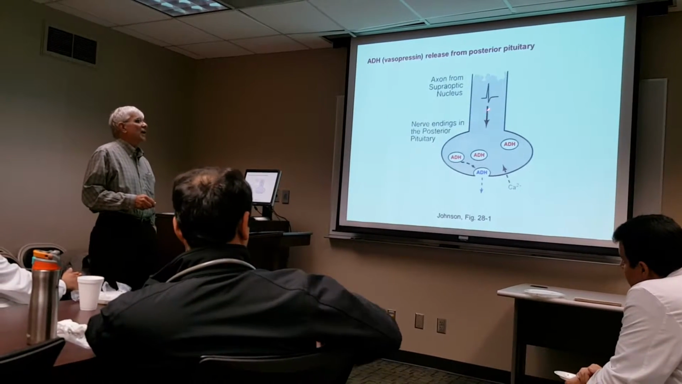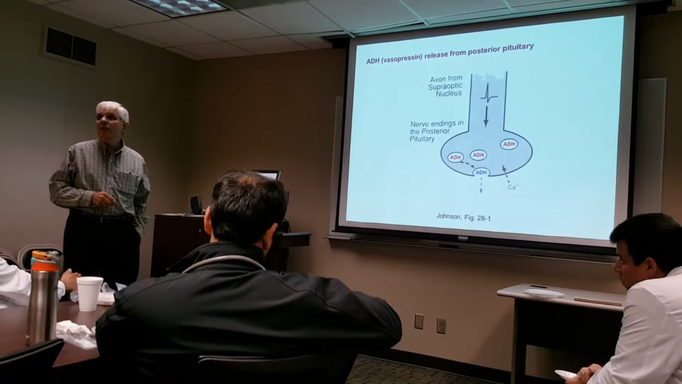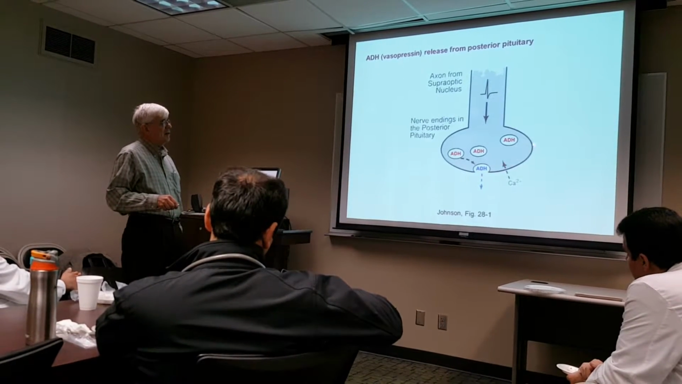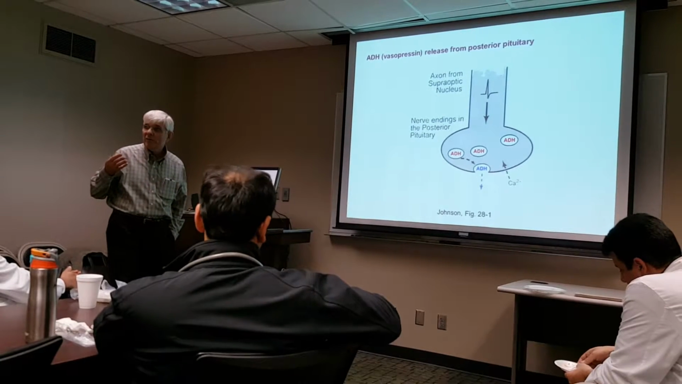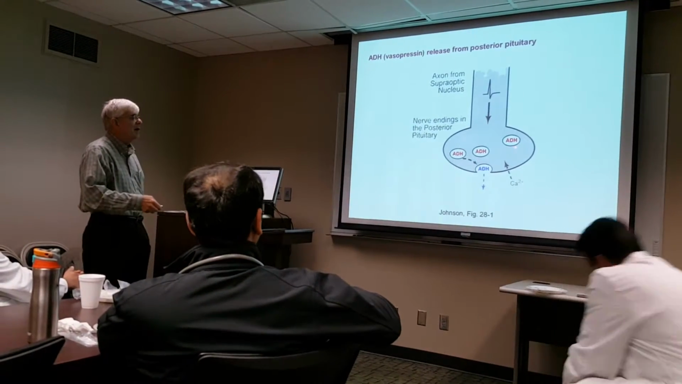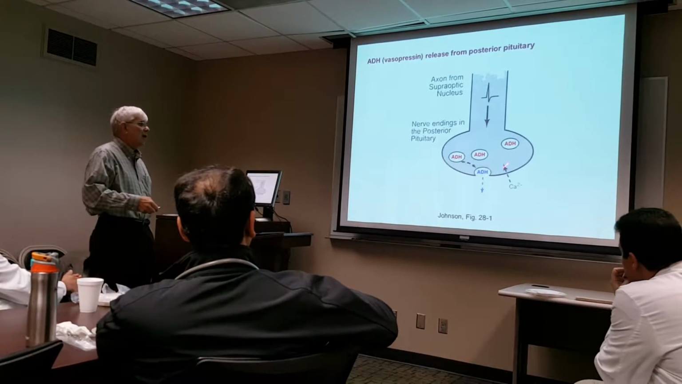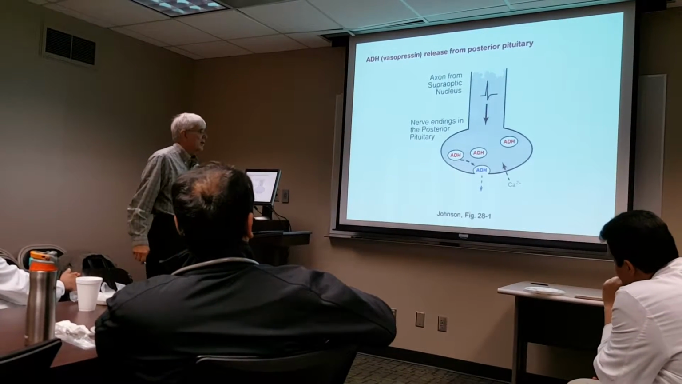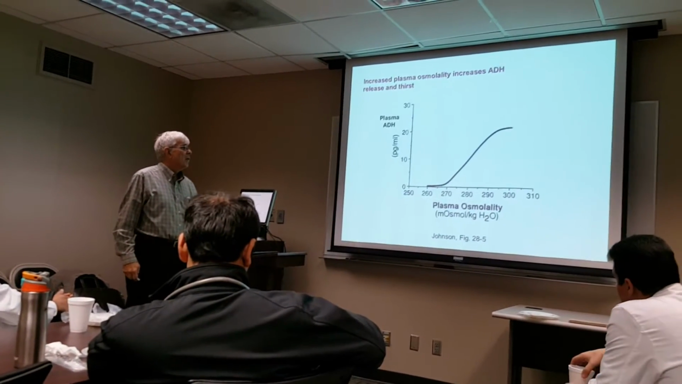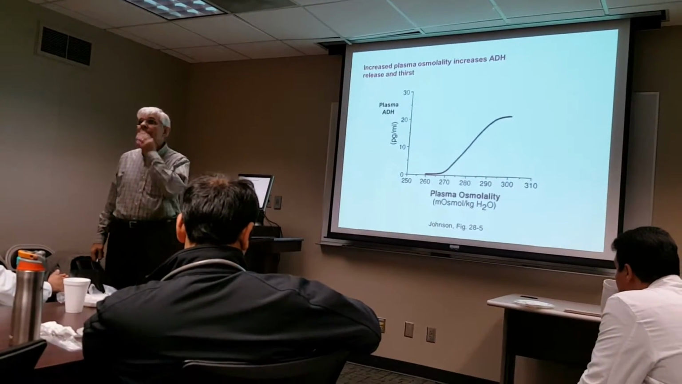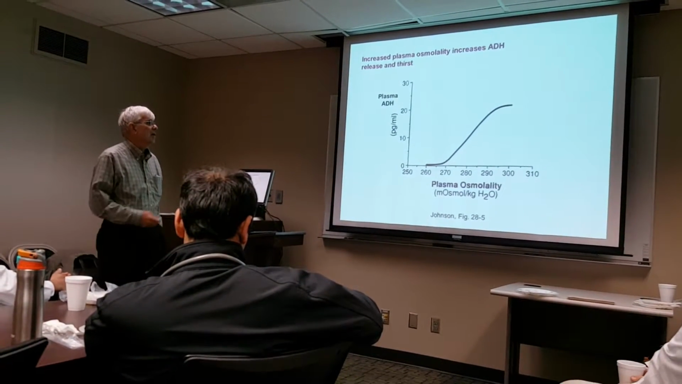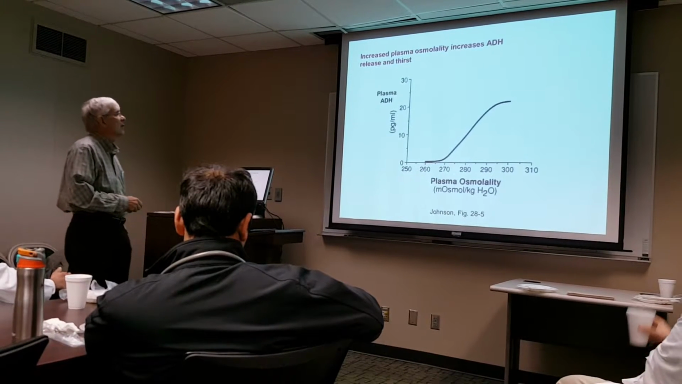When an action potential arrives at these nerve endings in the posterior pituitary, you activate calcium channels, and like a lot of secretory processes, the stimulus is calcium entry, which causes fusion of these vesicles containing the antidiuretic hormone, releasing it into the system, which then results in water reabsorption. It causes the activation of the aquaporin 2 water channels.